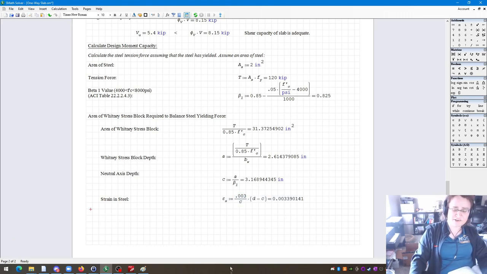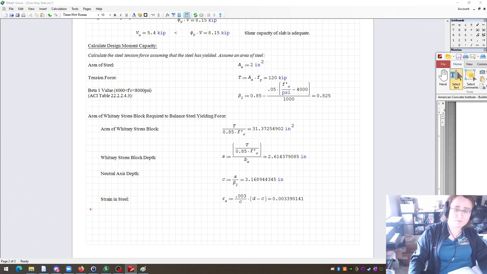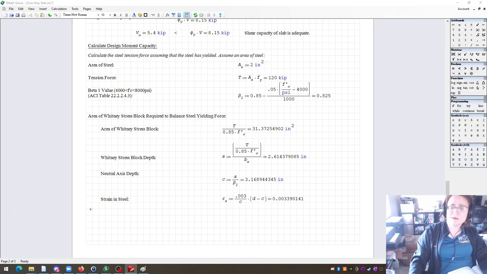Which doesn't necessarily look very large. So, moving along, we need to check if our steel has yielded.